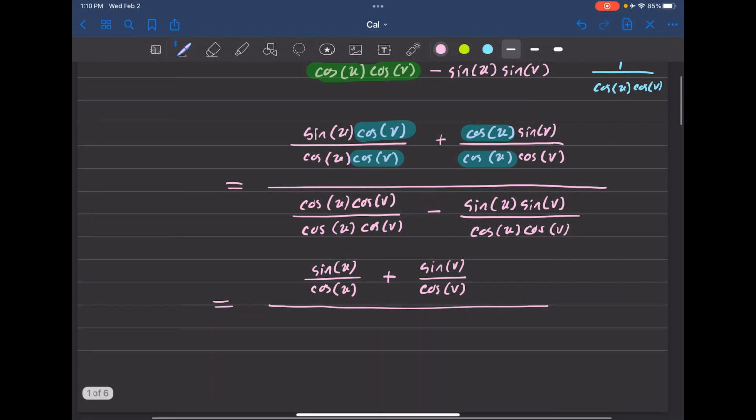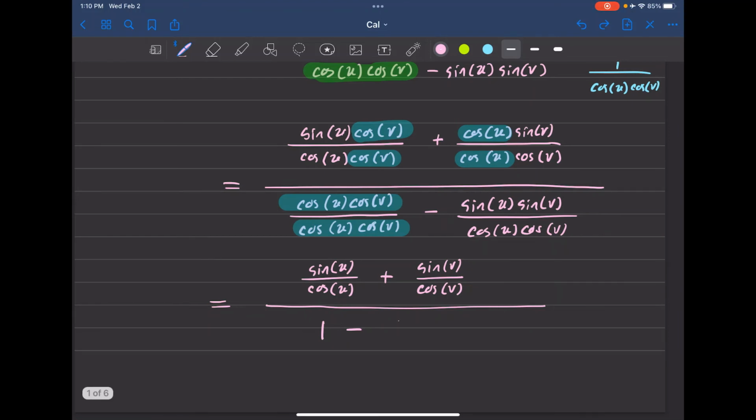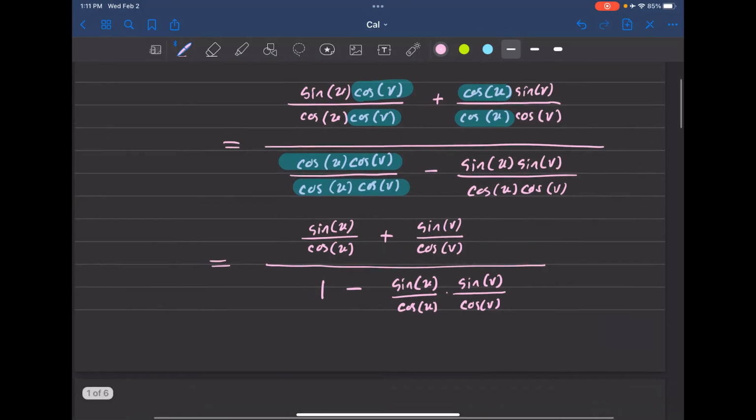Now let's focus on the denominator. We know this is 1, which is nice. Minus, from the second fraction, nothing seems to be canceling out, so let's keep it that way. Now I'm going to rewrite it this way: sine u over cosine u, with the same angle, and sine v over cosine v. I just rewrote the fraction in this form, so nothing really changed for that portion.